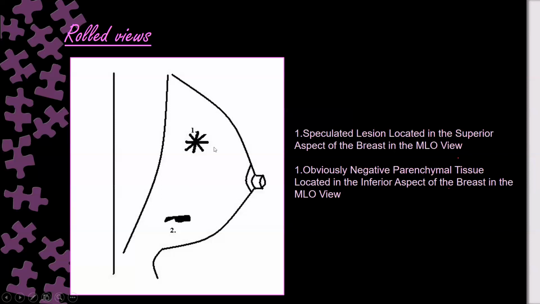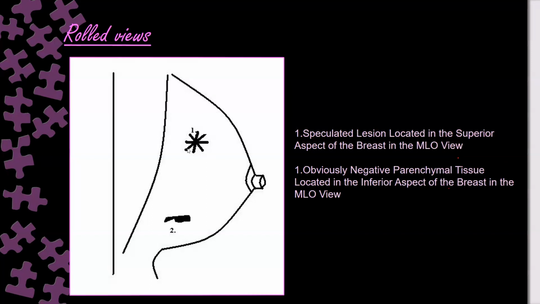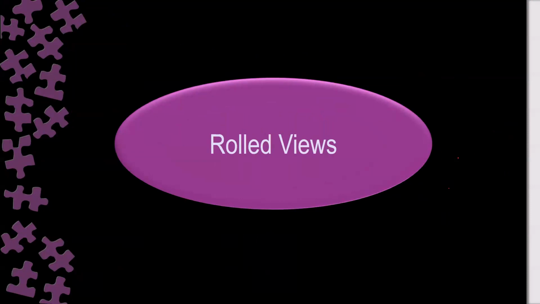And if you look here, this is the irregular parenchyma in the inferior breast, because it moves against the direction. And this is a real lesion, a spiculated mass that moves along with that direction. And that is the rolled view done.